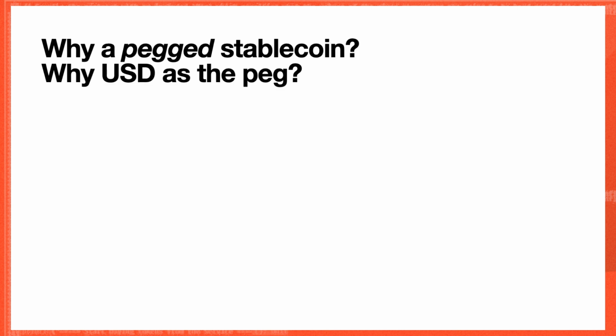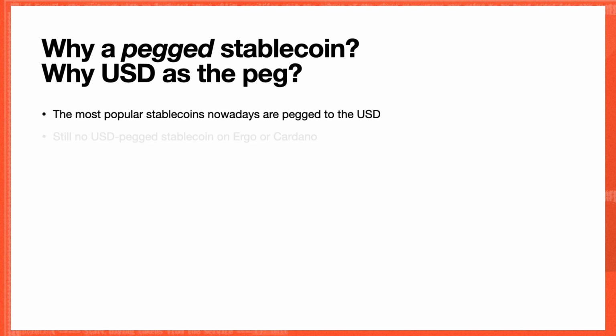Okay, so why did we choose a pegged stablecoin and why USD as the peg? USD is the most popular peg for stablecoins nowadays. And there's still no USD pegged stablecoin on Ergo or Cardano. So we wanted to provide a USD pegged stablecoin because that's what the public is demanding, and we still don't have that on Ergo or Cardano.